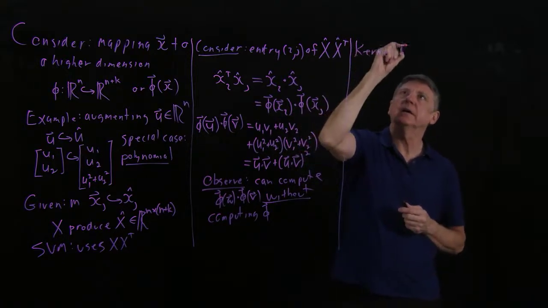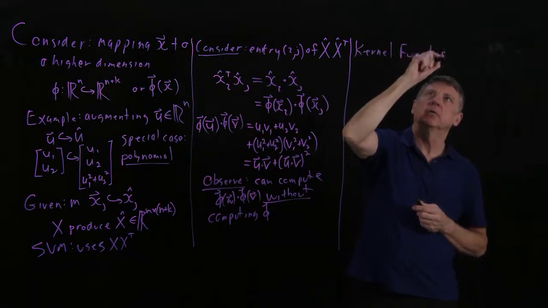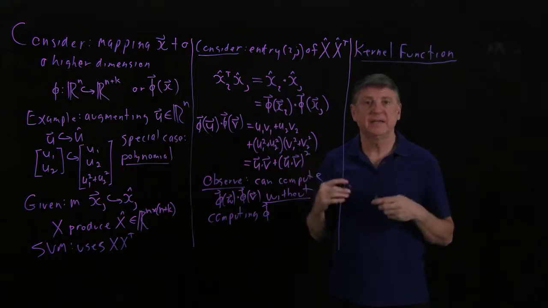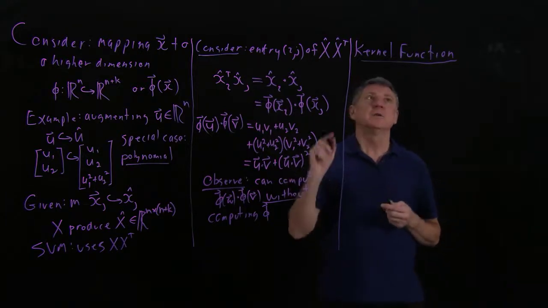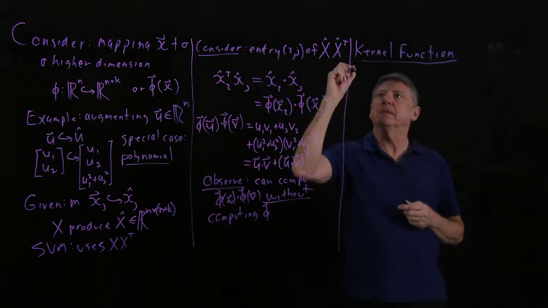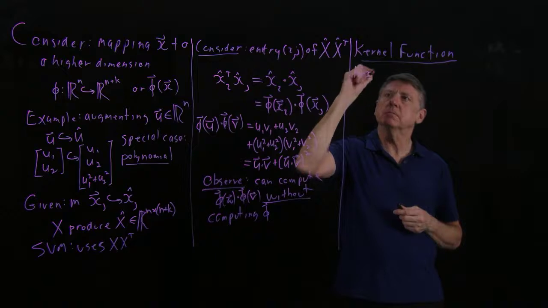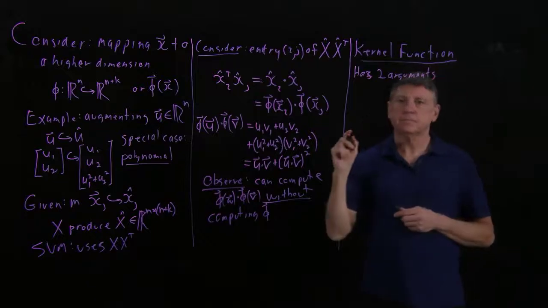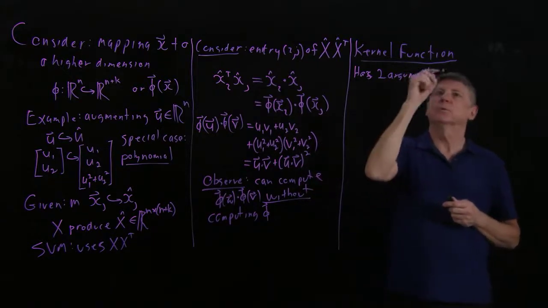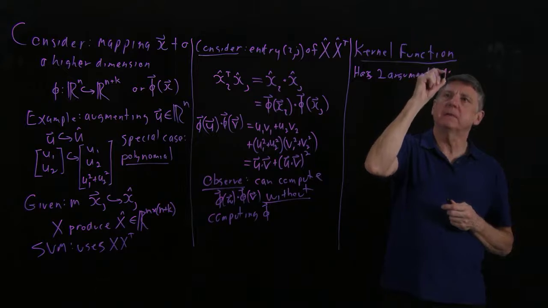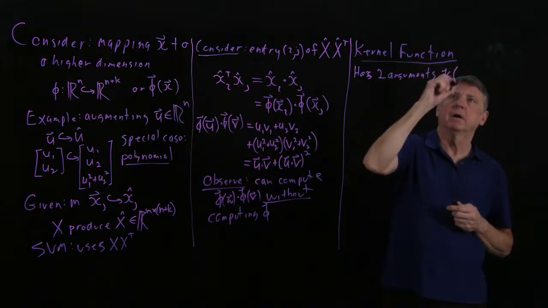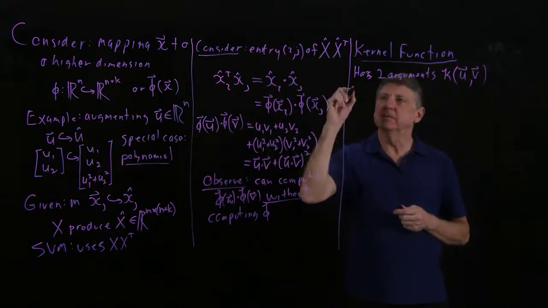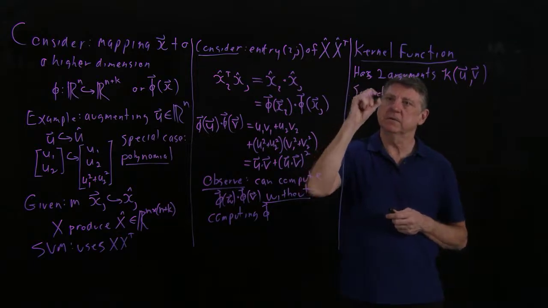And there are an infinite number of these, and fortunately for us, only a finite number have been demonstrated to be useful in data analytics with support vector machines. So a kernel function has two arguments, and it has two properties. We'll often write that as the Greek kappa with two arguments. And it must be symmetric to be a kernel function.